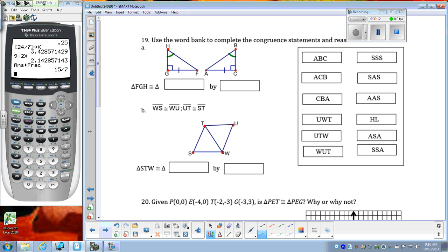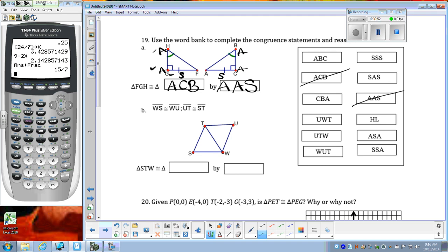All right, 19. Use the word bank to complete the congruent statement and reason. I'm going to start from F. I don't have anything at F, but I do know FG is congruent to AC. I know angle G is congruent to angle C, and angle H is congruent to angle B. So here I have angle, side. So these two triangles are congruent by angle, side. If I look at my congruent pieces, G was congruent to C, so C has to go in the middle. H was congruent to B, so B has to go at the end, which means A has to go first. So ACB and AAS are gone.